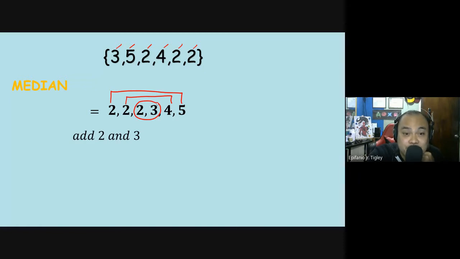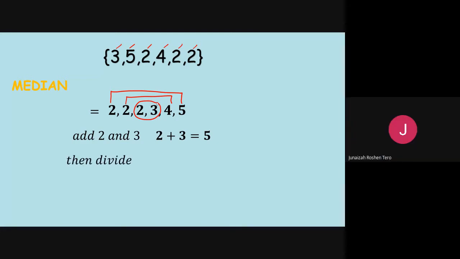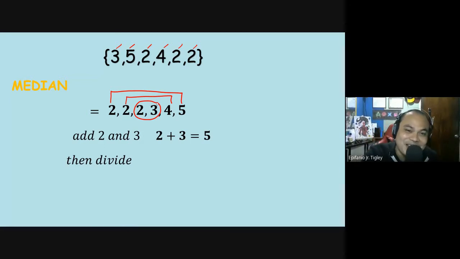Add 2 and 3. That's 5. Then what will we do next to get the median? We divide, so we can find the middle of 2 and 3. So I add 2 and 3, then divide by 2. Always. Whenever there are two middle numbers, you add the two numbers and divide by 2 all the time. And what is 5 divided by 2? 2.5.